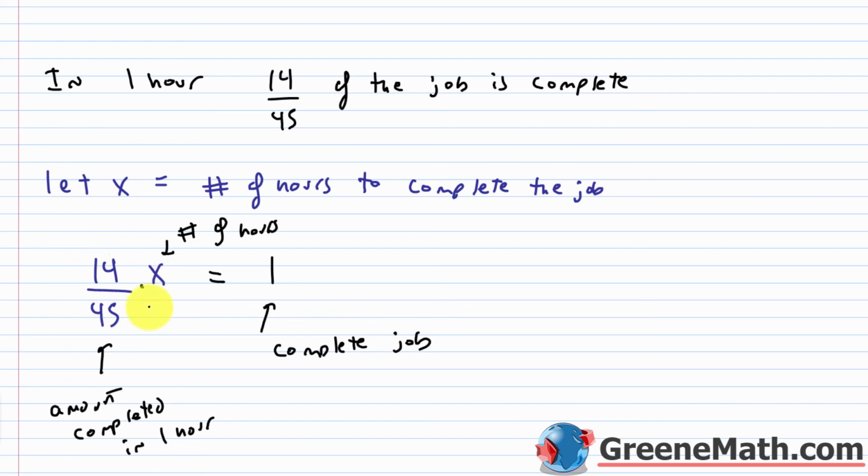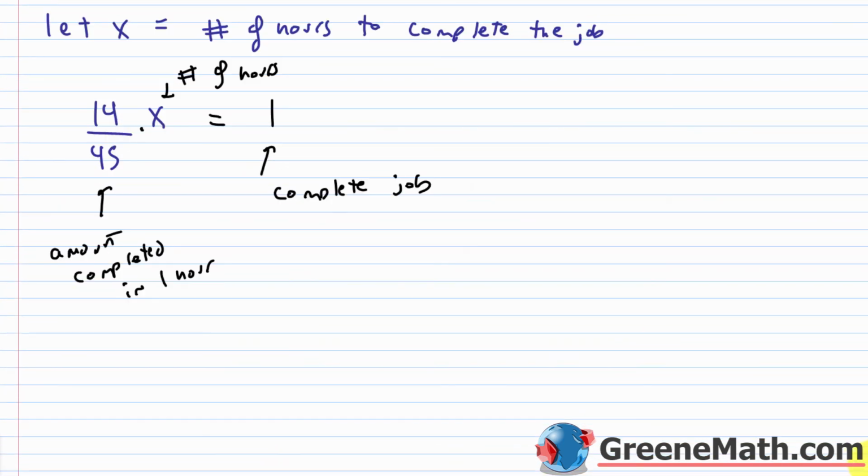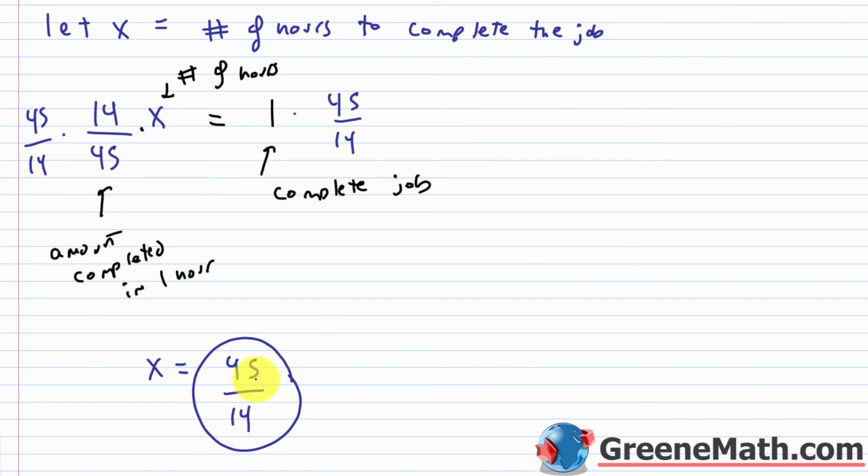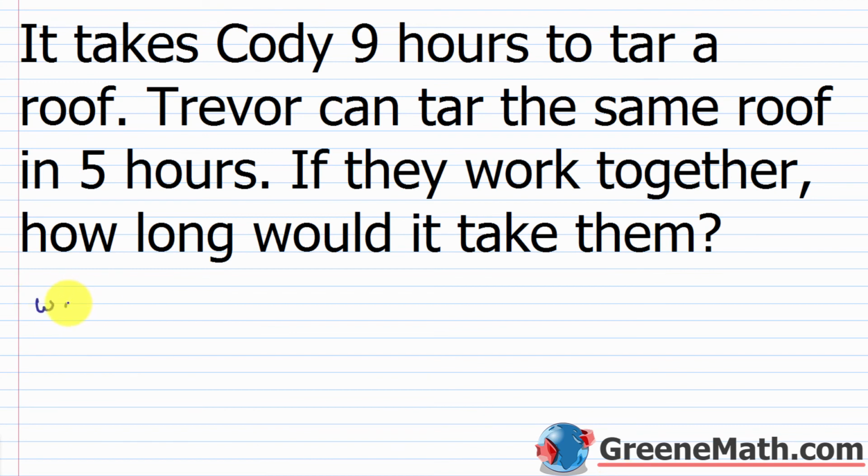You're basically going to just multiply both sides by the reciprocal of that fraction. And when we do that, if I multiply this by 45 over 14, and multiply this by 45 over 14, you're going to end up with x is equal to 45 over 14. So this is how long, this many hours right here, is how long it takes for them to complete the job if they're working together. So we could say, working together, it would take 45 over 14, that number of hours, to tar the roof.